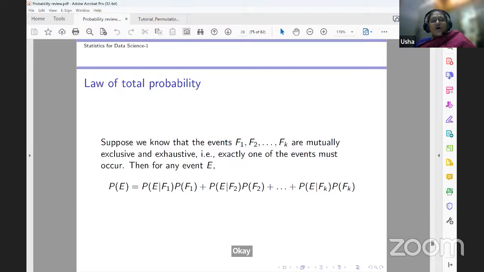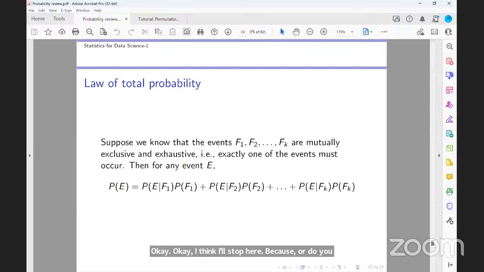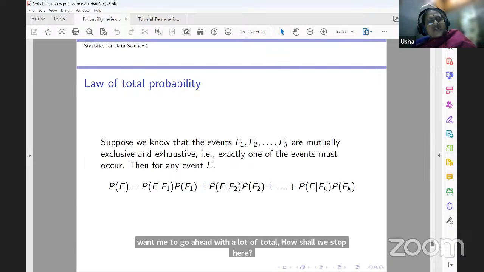Okay, I think I'll stop here. Or do you want me to go ahead with the law of total probability, Prashant? Or shall I stop here? Ma'am, we can discuss the law of total probability and Bayes theorem next. And Bayes theorem? Okay, right.